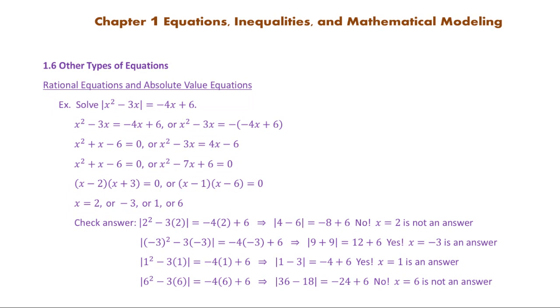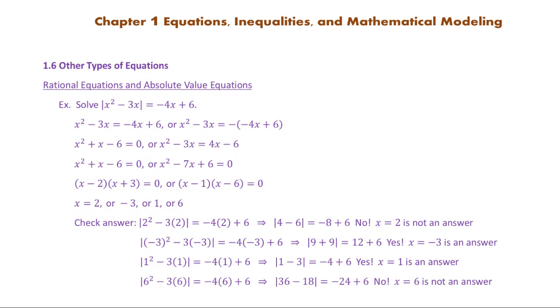So you get 9 plus 9, and take the absolute value. On the right, negative 4 times negative 3 is positive 12. Take 12 plus 6 on the right. The 9 plus 9 is 18, and the absolute value is also 18. And on the right side, 12 plus 6 is also 18. So this is true. So x equal to negative 3 is indeed a solution to the original equation. And then you check the other two.